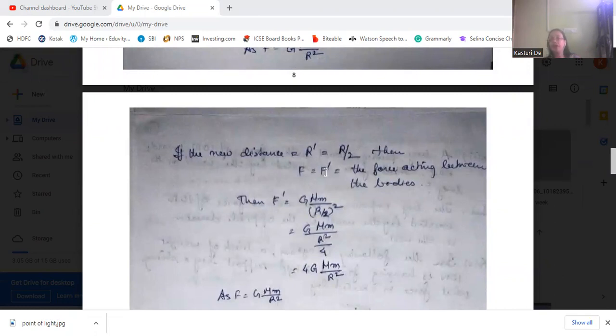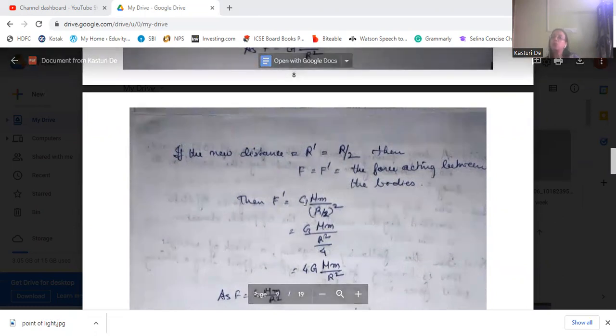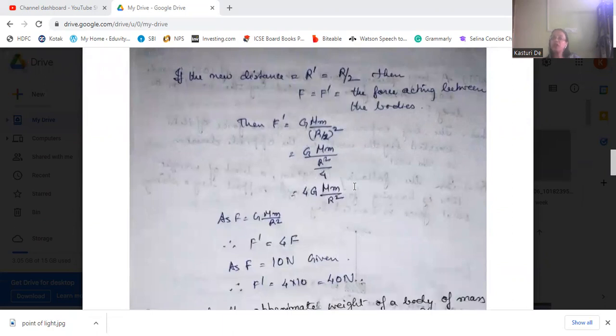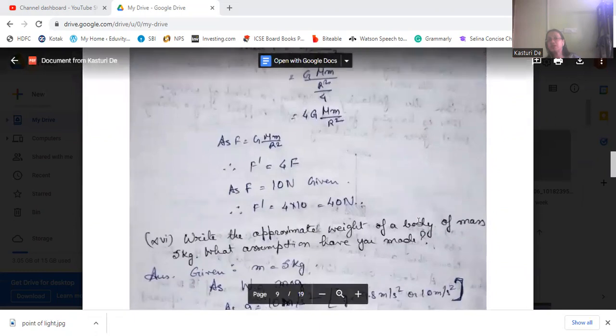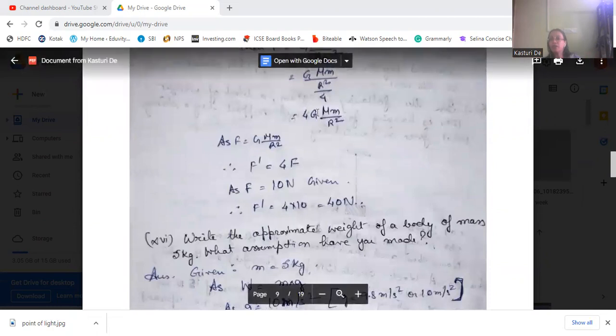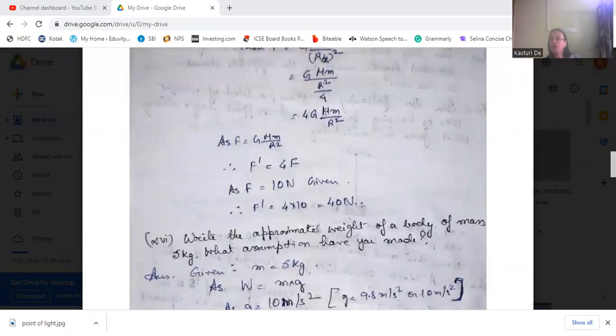So then F dash is equal to G M M by (R by 2) whole square. In place of R dash, we write R by 2 whole square. So that is equal to G M M by R square by 4, that is equal to 4 G M M by R square. The first was F is equal to G M M by R square, so in place of G M M by R square we can write the capital F. So F dash is equal to 4F. As F is equal to 10 Newton, F dash will be equal to 4 into 10, that is 40 Newton force.